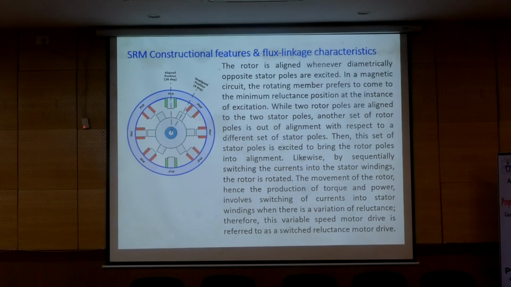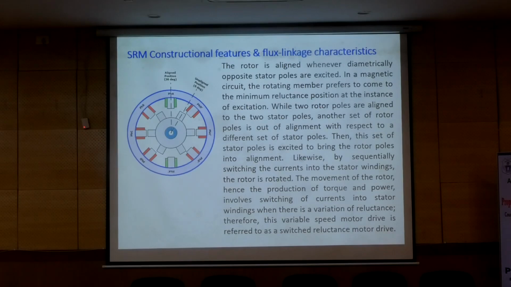Likewise, sequentially switching the currents into the stator windings leads to the rotation of the rotor. The movement of the rotor produces the torque and power. So what we need to understand is that the operation of this switched reluctance motor, SRM, involves the switching of currents into the stator windings.